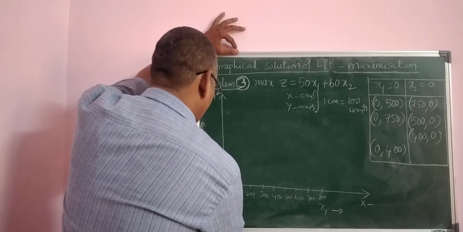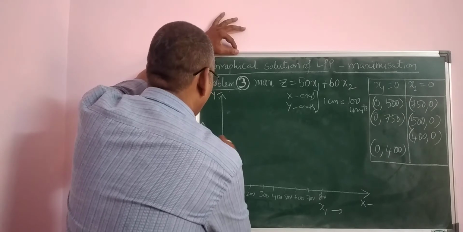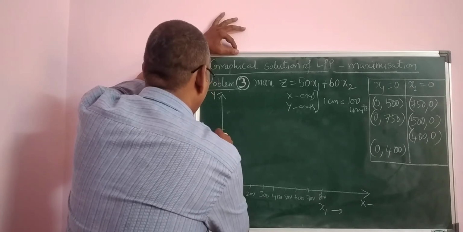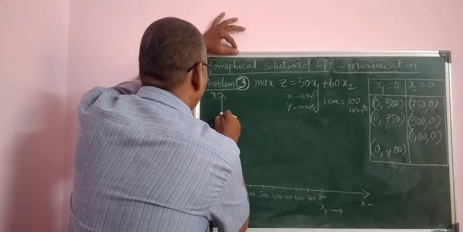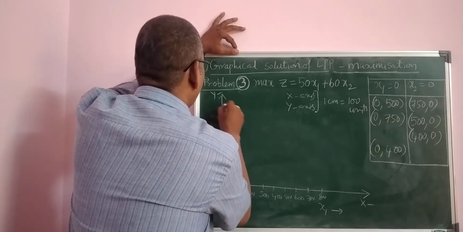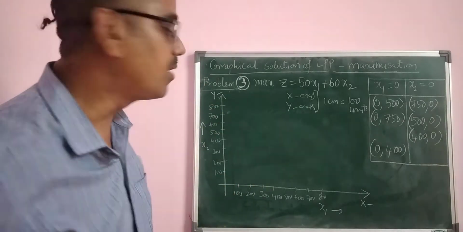100, 200, 300, 400, 500, 600, 700, 800. So approximately I am trying to take the graph paper and construct it properly, right?